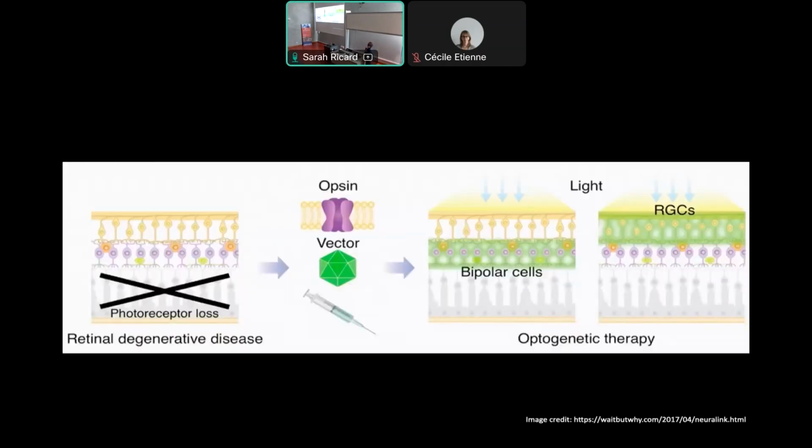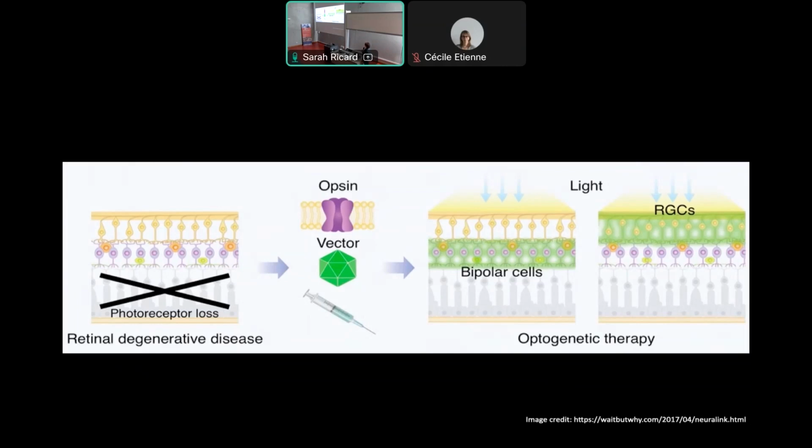And this was based on the tools that I outlined earlier in the talk. So basically what happens in some diseases which cause vision loss is that you lose light sensitivity in your eye. The photoreceptors in your eye just don't respond to light. So then there's no electrical signals going to your brain, so you don't have any vision.